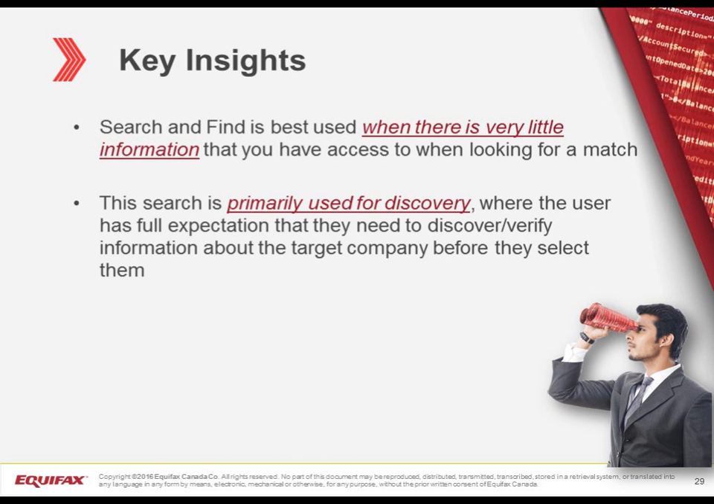So what did we learn? What are our insights? Essentially, search and find is best used when there's very little information available, when you need to go through an exercise of discovery in order to find a unique element of that company you're trying to process the application for. This is quite different than the other search types, as it basically establishes up front that you might not know absolutely everything about the identity or prospective company that you're trying to do business with.